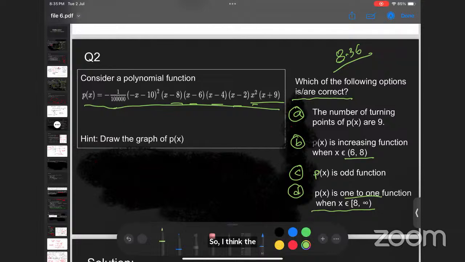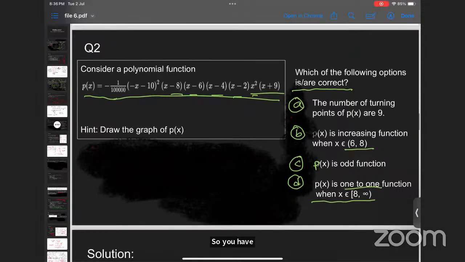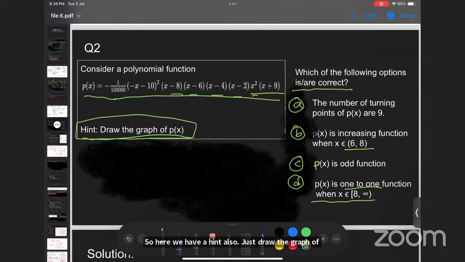I think the problem is clear to you now. So just try to solve the problem. You have one more minute to solve it, then we will discuss. Here we have a hint also: just draw the graph of P(x), then you can analyze it and answer. I think, ma'am, it's an odd function. Don't need to unmute yourself, just write your answer on the chat box, okay?